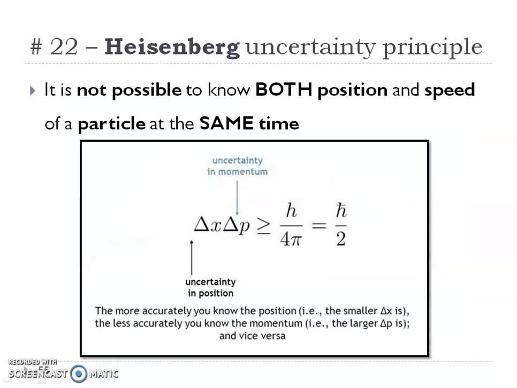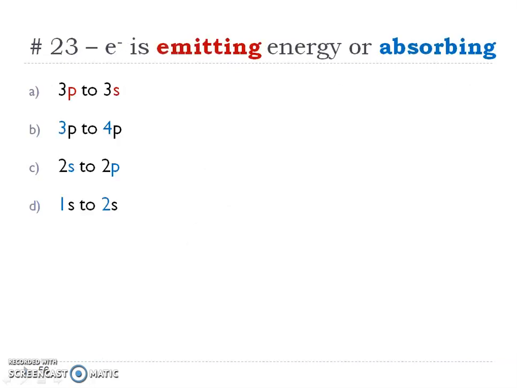And hopefully that makes sense. I found this little visual, this little equation, and I thought it was neat. You don't need to know it, but really what it's telling you is that the more accurately you know the position, that means your smaller delta x, the less accurately you're going to know the momentum. So again, kind of saying the same thing, but he actually has an equation. I thought that was interesting to share with you.